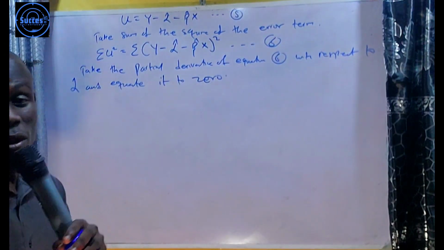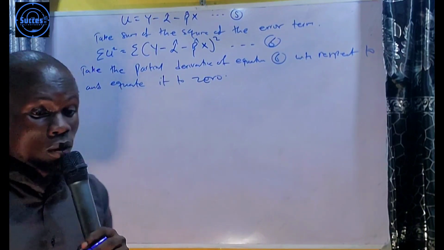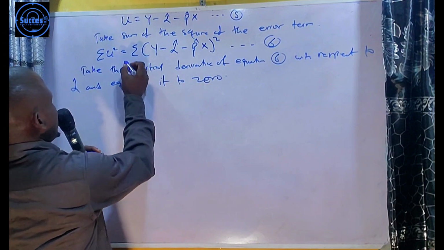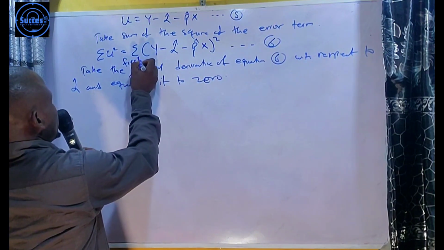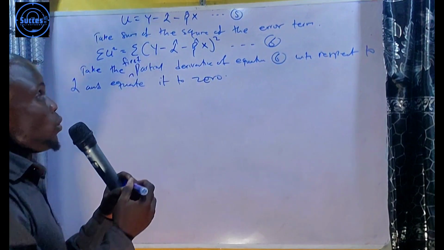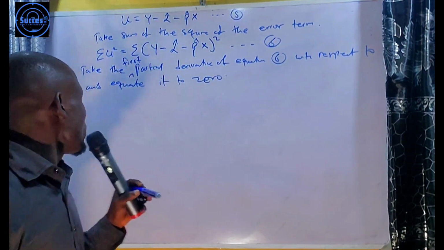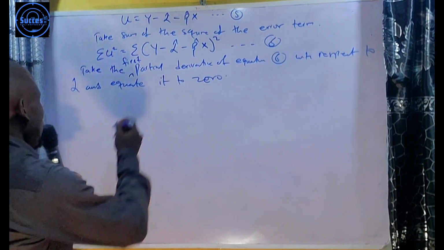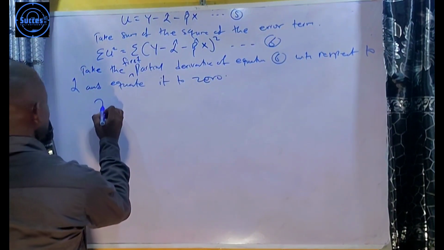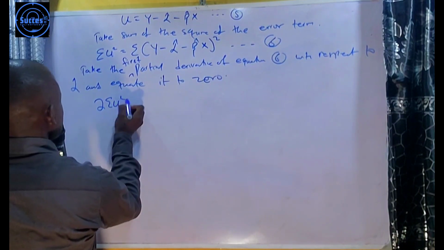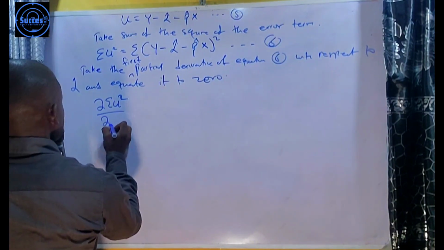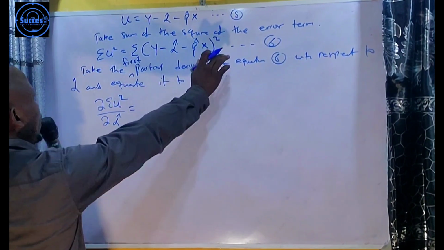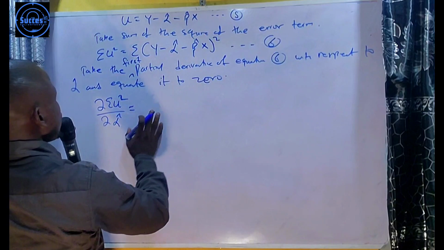So the first thing to do to minimize the sum of the squared errors is you take the first partial derivative of equation 6, which is this, with respect to alpha cap, and equate it to 0. Let's quickly do that. This will be equal to the derivative of the summation of u squared, the squared error, with respect to alpha cap.